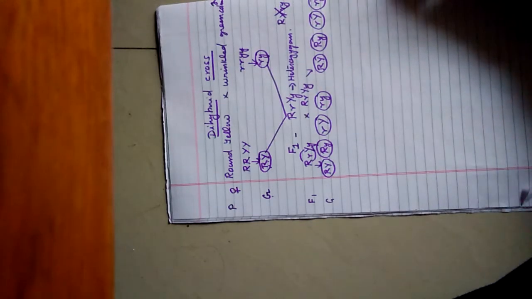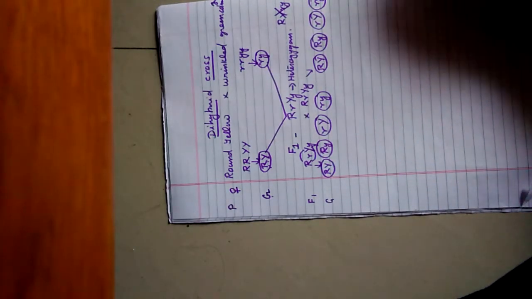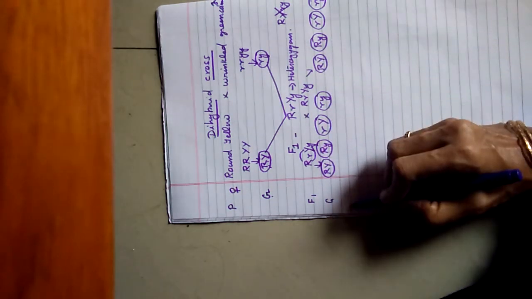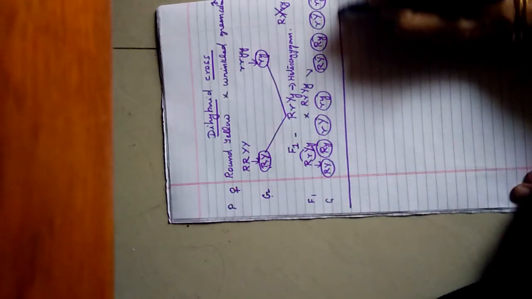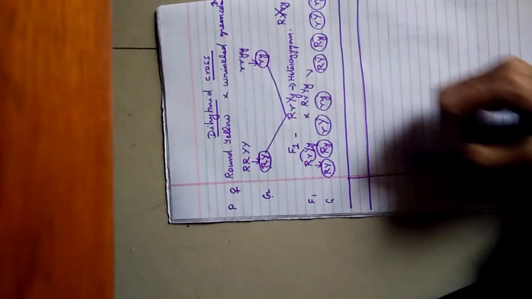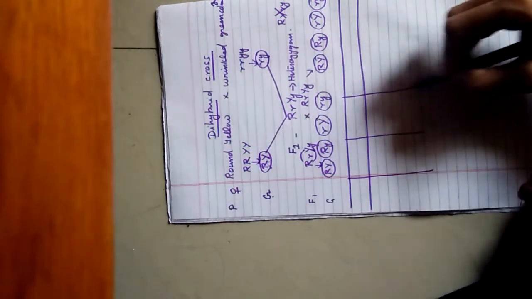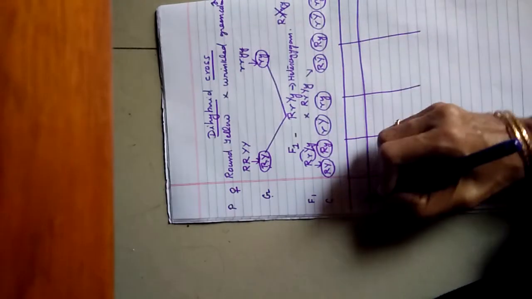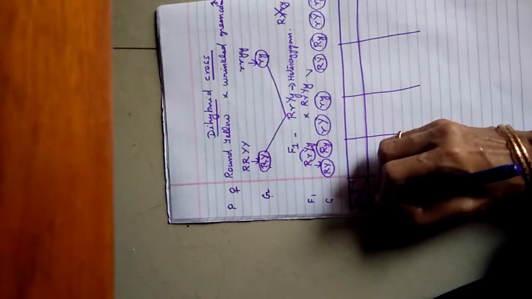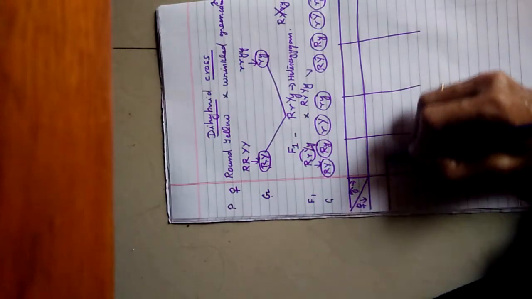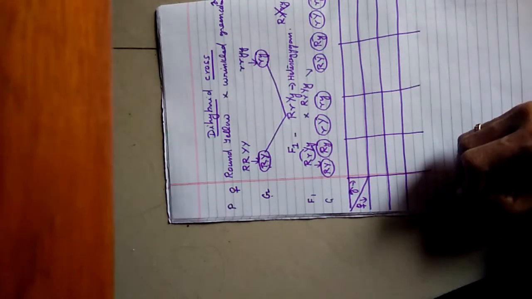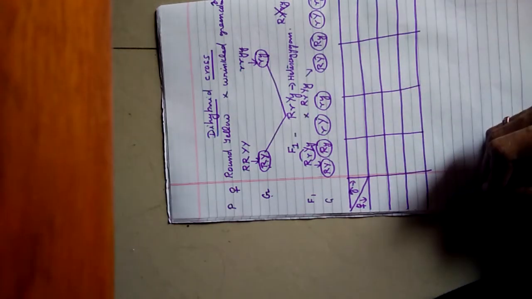Now if you show the cross with the help of lines, it will be difficult to understand. So what will we do? Let us go for a Punnett square. Right, let us draw a Punnett square. Here the first box we divide diagonally into two. One side we write the gametes of the male parent, the other side the gametes of the female parent.